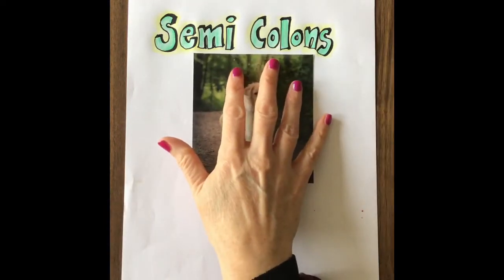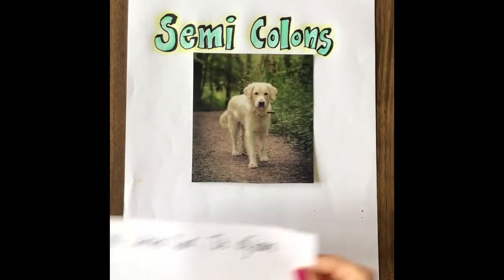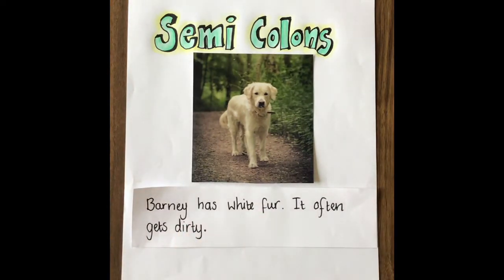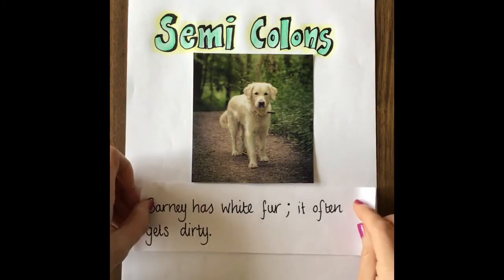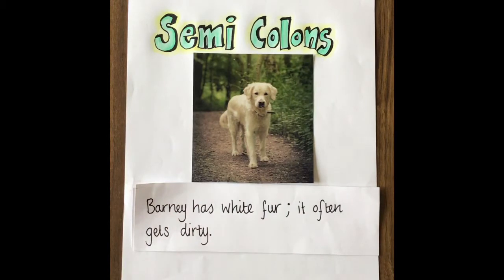So here's a picture of my dog Barney. Now, Barney has white fur. It often gets dirty. These are two separate sentences, but they're both about Barney's fur. So rather than having those in two separate sentences, because a full stop is very final, I can link them together with a semicolon like this. Barney has white fur; it often gets dirty. That way the reader can see when to take a pause in a longer sentence, but also see that those two main clauses are closely related. They're both about the same theme.